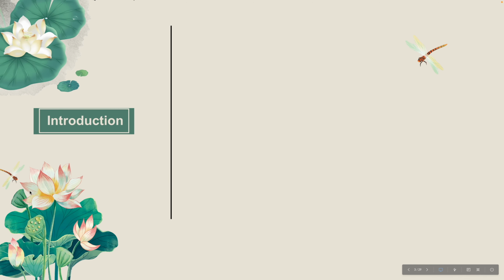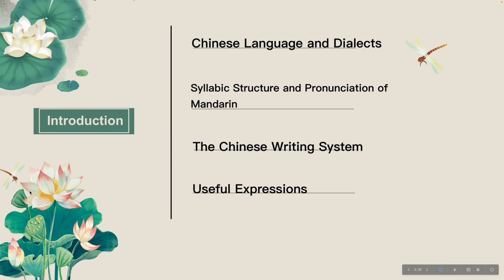Now let's take a look at the introduction. There are 4 sessions in this part: Chinese language and dialects. In China, there are numerous dialects, and Mandarin is the official language. Syllabic structure and the pronunciation of Mandarin. This is where you learn the pinyin. The Chinese writing system. You get to know the basic information about the Chinese writing system. Lastly, useful expressions. You will learn some common expressions in the classroom and daily life.